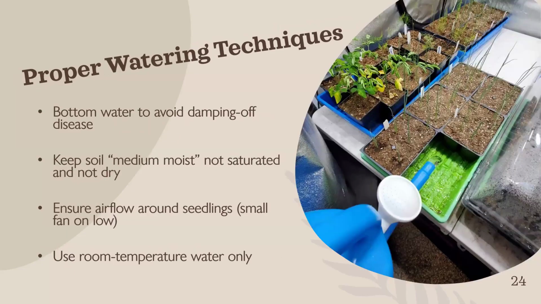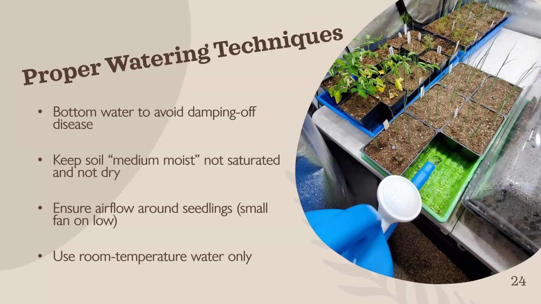So we also want to think about proper watering techniques. So this image here is showing that bottom watering method where you have some cell trays stacked in another tray that doesn't have any holes at the bottom. And that way you can add lots of water into the bottom of the tray, and that'll encourage those roots to dig down and find the water and drink it from the bottom. This helps to avoid damping off disease.